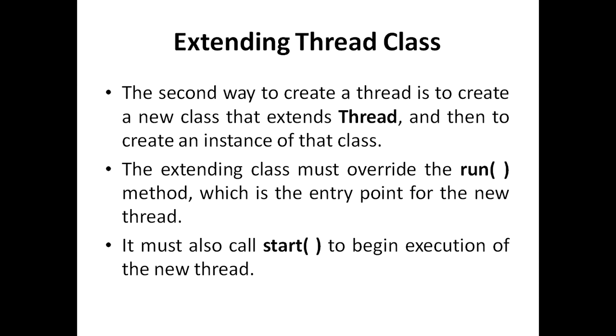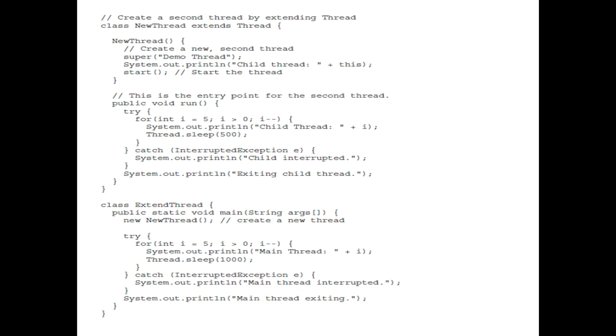The extending class must override the run method, which is the entry point for the new thread. It must also call the start method to begin execution of the new thread. Remember, you have to create a class which extends the Thread class. In that class, you have to define the method called run, which you need to override, because the default implementation in the Thread class is already available. Once you override the run method, you need to call the start method to start the execution of the newly created thread.